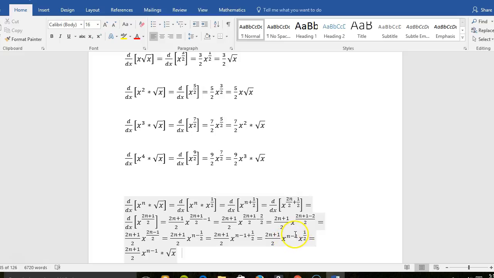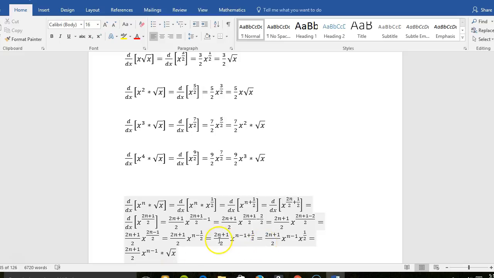And don't forget your original 2n plus 1 over 2. So I have 2n plus 1 over 2 times x to the n minus 1 times x to the half. And then just go into radical form, which your professor might want you to do. You have 2n plus 1 over 2 times x to the n minus 1 times the square root of x, because by definition, x to the 1/2 power is the square root of x. So there's that, and that's all for that one.